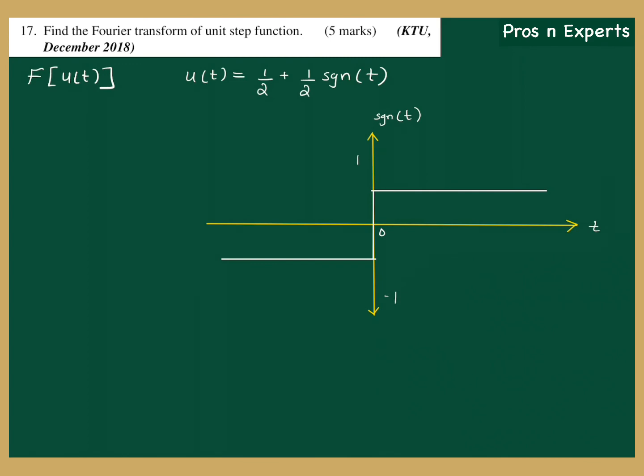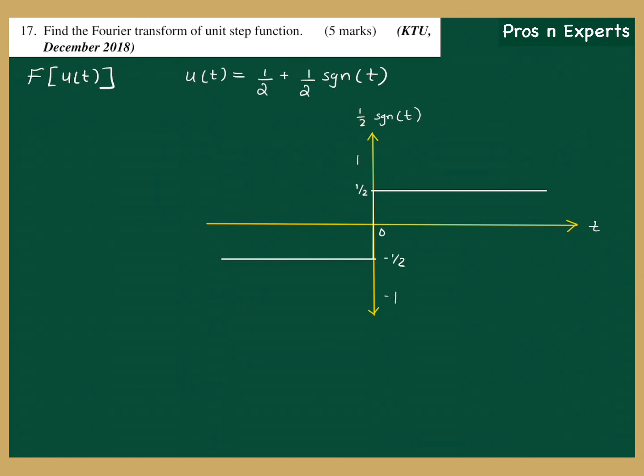Okay, so this must be half signum of t. Right. Now we have half signum of t, and what we do is add half to it. Half is a constant at all time values. Never mind whether it is negative or positive time, for all time it is half.